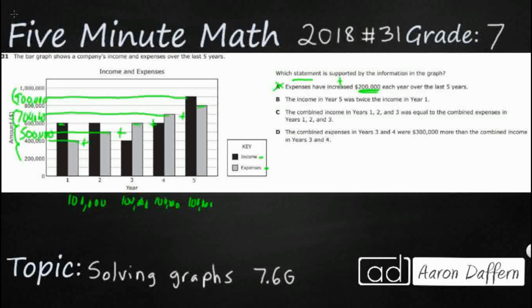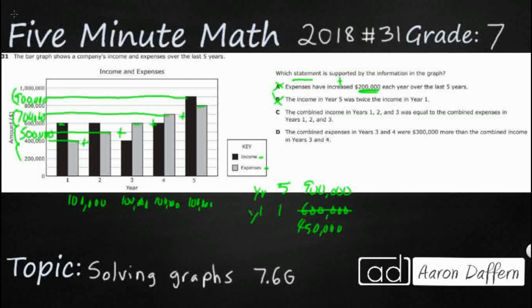All right, so we've got year 5 is 900,000. And year 1 is, what did we say it was? 600,000. No, not close. So because if it were twice as much, this would need to be something like 450,000. So B is not going to work for us here.